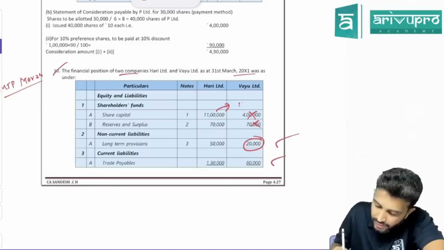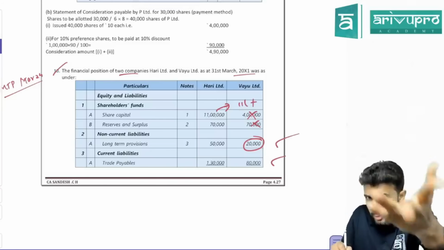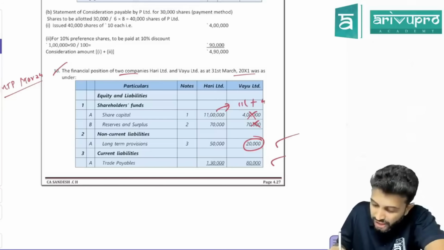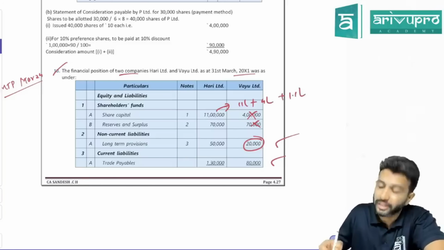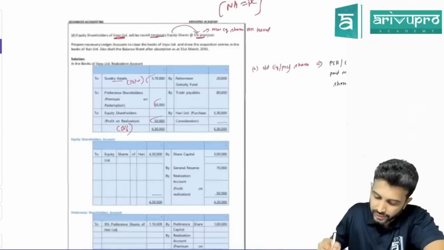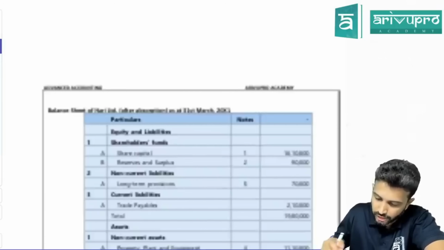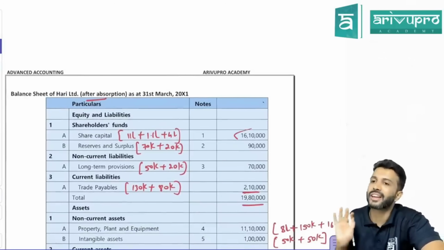But did we give the 11 lakh already that they had? Did the new company issue any equity shares? Yeah, they issued equity shares worth 4 lakh. They issued preference shares worth 1,10,000. So add these. How much is it? 16,10,000. So that 16,10,000 should be the new equity share capital in the balance sheet.